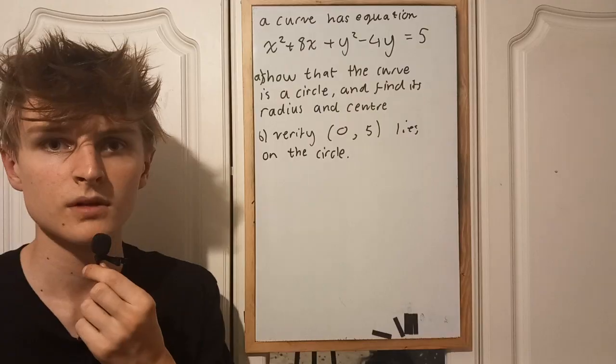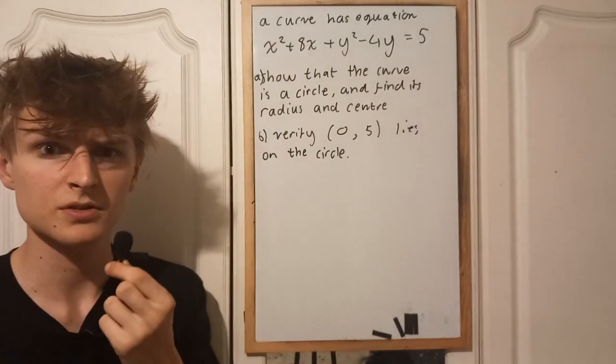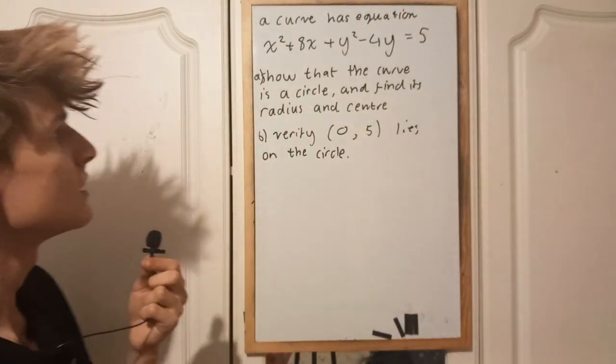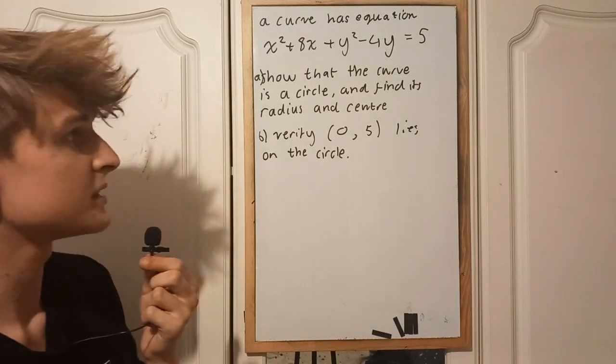Today we're just going to be going over some practice problems involving the equation of a circle. Let's have some fun. Okay, so this first question goes like this. A curve has equation x squared plus 8x plus y squared minus 4y equals 5. And we're asked in part A to show that the curve is actually a circle and find its radius and centre.